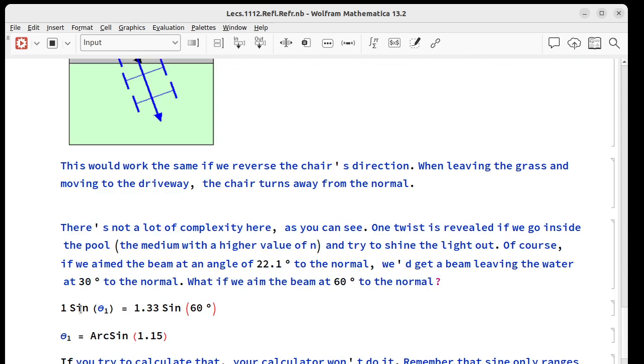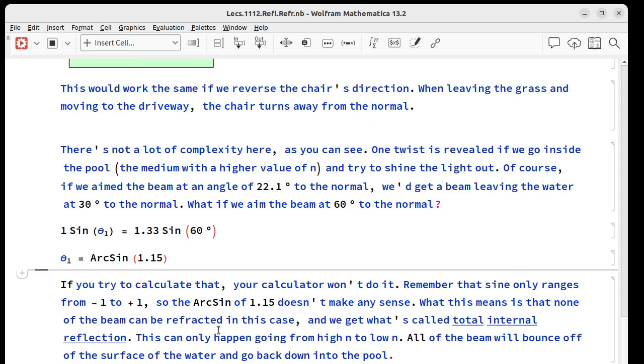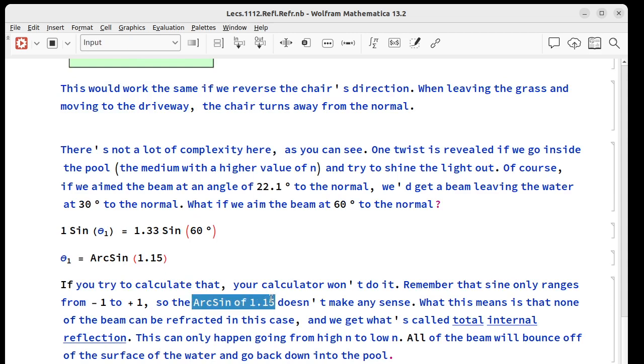Well, we do all the same math, only this time we solve for theta 1. 1.33 times the sine of 60 is about 1.15. This one for index of refraction of air doesn't matter. We have to do the arc sine of 1.15, but your calculator won't do that for you because sine is bounded by +1 and -1. Arc sine of 1.15 doesn't exist.